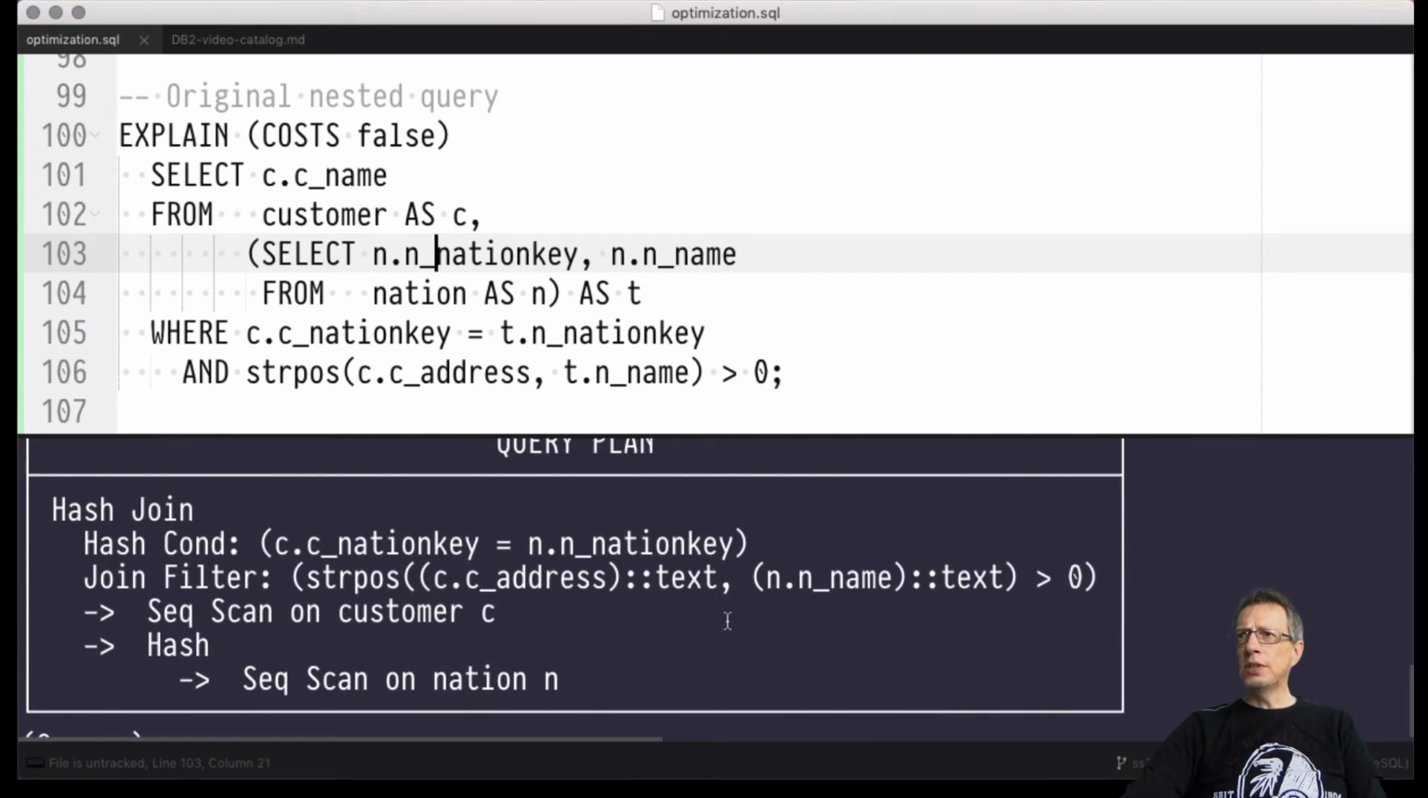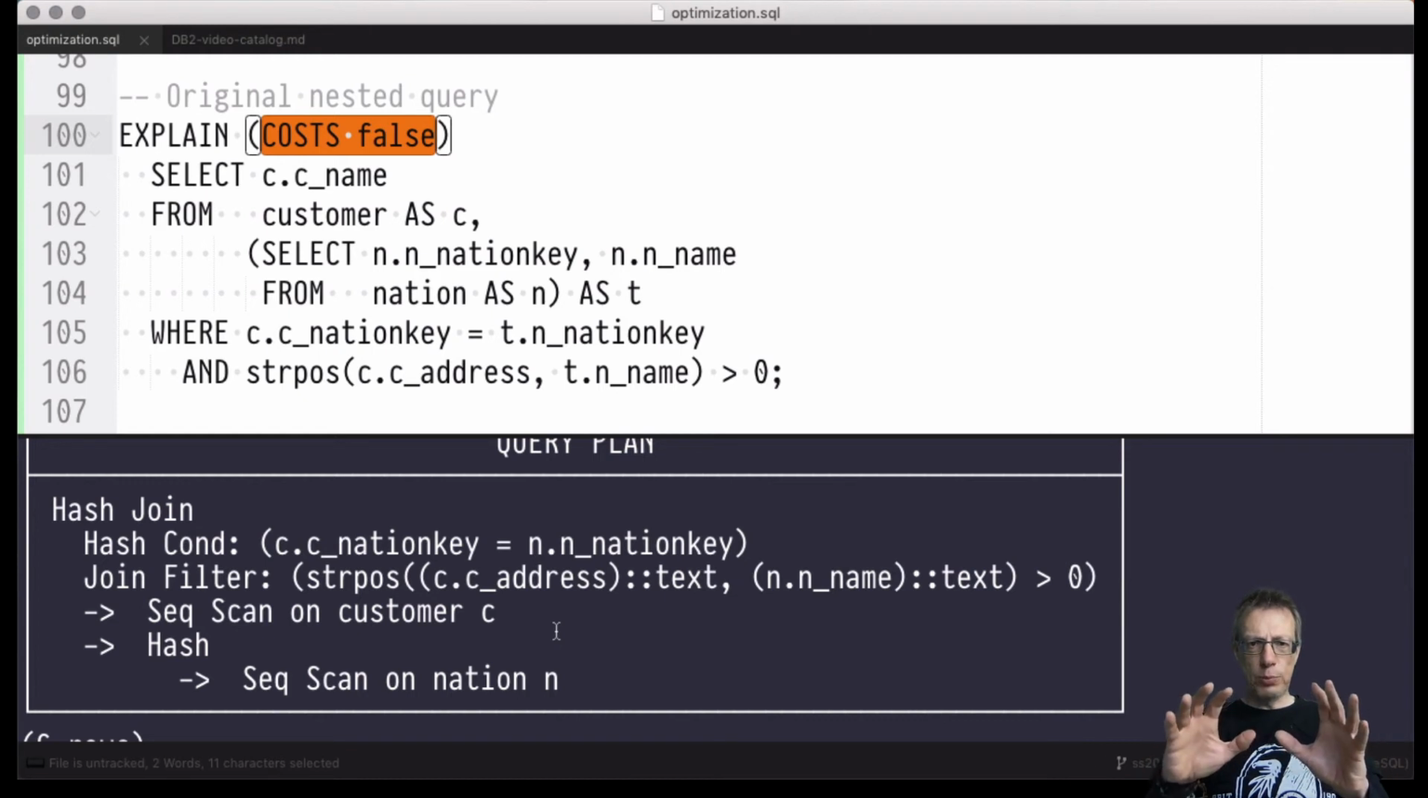Okay, so you can see the plan is rather compact, and that's due to my specification of the costs false annotation at explain. I'm not interested in all the rows annotation, the timing annotations, and all of this. All of this has been left out of the explain output. If you're only interested in the overall algebraic structure of your explain plans, then this could be a very useful parameter that you can supply.